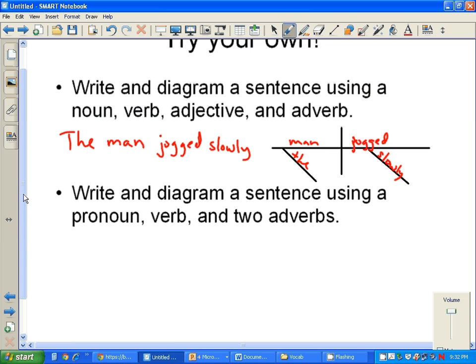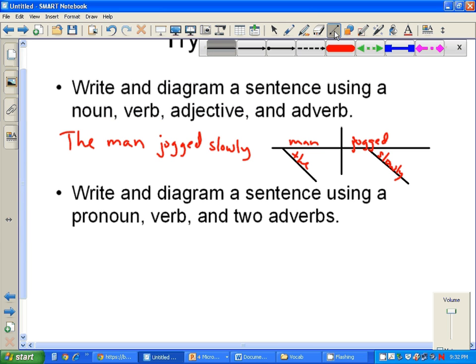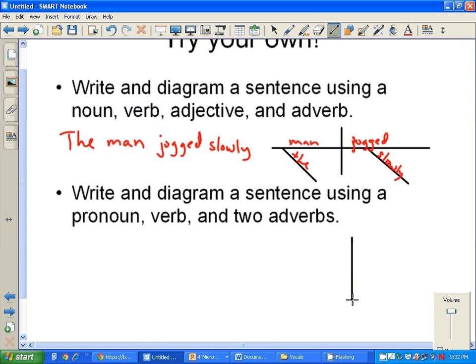Write and diagram a sentence using a pronoun, a verb, and 2 adverbs. And the typical diagram, and again that's 4 words, the typical diagram is going to look something like this. Remember, pronouns are words that replace nouns. They shorten them usually. Go ahead and pause the video and give that an attempt.